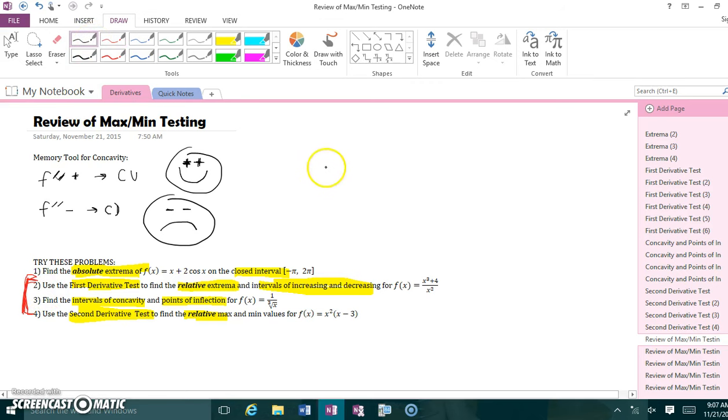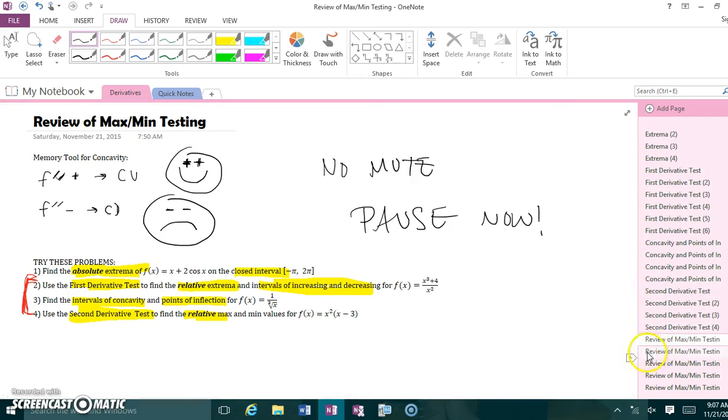So pause the video right now. Once again, please make sure this is not on mute and pause your video now. If you don't try these on your own and you just watch me do it, you're not really going to know if you actually know what you're doing. So pause now, try all 4 of them, spend some time doing that. And then you can press play to check your answers.